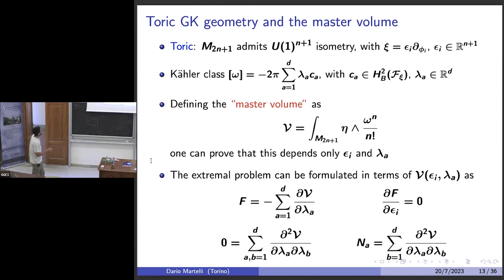Okay, so you expand the Kähler class and everything becomes nice and concrete. You can take a basis of your two-dimensional cohomology, and then the Kähler class is parameterized by d real numbers lambda_a, and then one can define an auxiliary function, which we call the master volume. In fact, it's like just the volume. It's called master because it depends on the vector and on these Kähler parameters. Like my function f, but in a way it is something more fundamental, a sort of prepotential, if I want to use physics notation, something from which everything else can be derived. And indeed, you can see here the formula that relates my function to be extremized to this master volume, right?